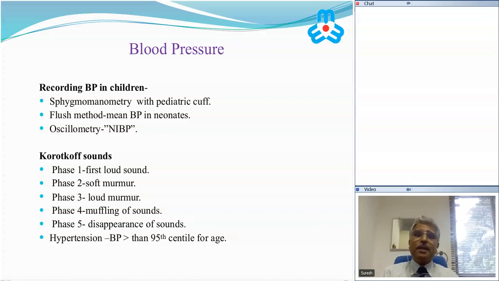For blood pressure recording, generally phase 5 is taken, even though technically phase 4 may correspond better with intra-arterial blood pressure. This is because a phase 5 blood pressure reading is more easily reproducible and is likely to be the same with different observers. And what is hypertension? It is blood pressure more than the 95th centile for age. I will not discuss that in further detail.